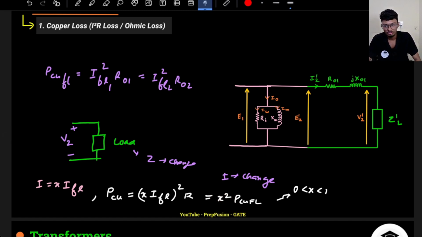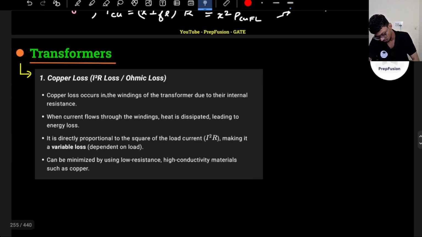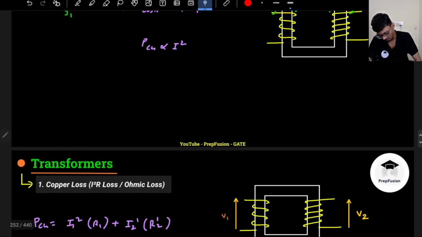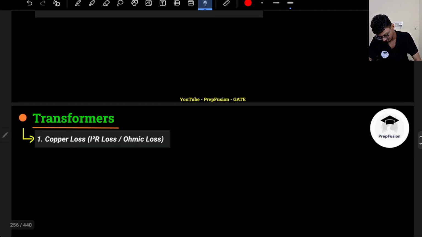Now all these are done. Copper loss occurs in the winding due to internal resistance. When current flows, the dissipation is proportional to I square R, and it can be minimized by using low resistance winding material, or high conductivity material such as copper. So that was about the copper loss.